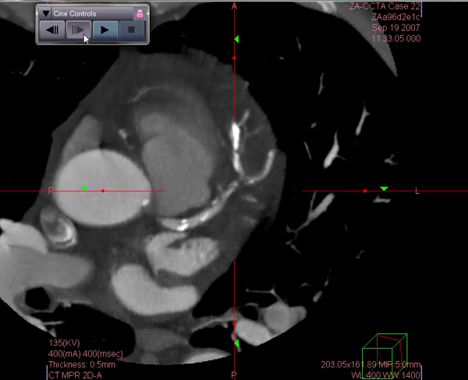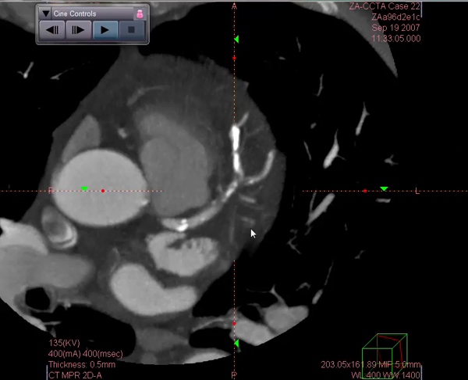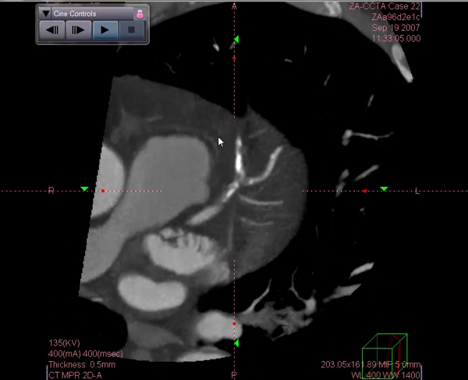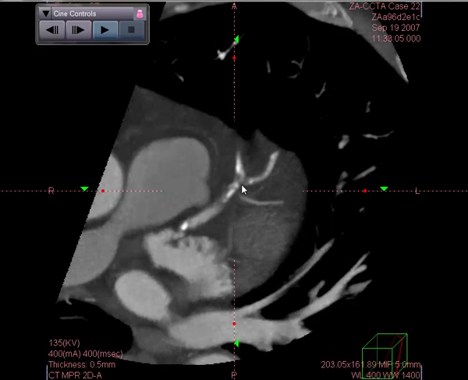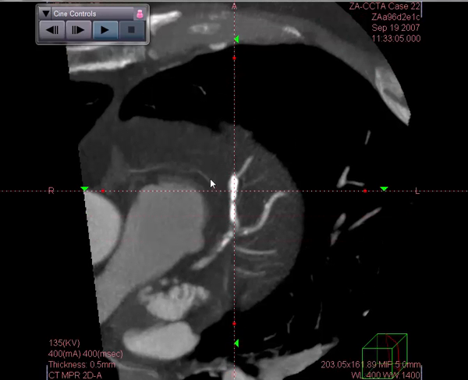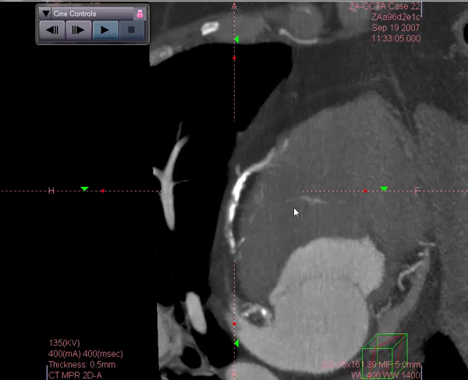Let's see if another phase will help us get a little better characterization of that area. Doesn't resolve it very well. There clearly is obstructive non-calcified plaque involving the proximal mid portion of the left anterior descending. There's clearly extensive plaque beyond that. As to whether or not that's obstructive or not is unclear.